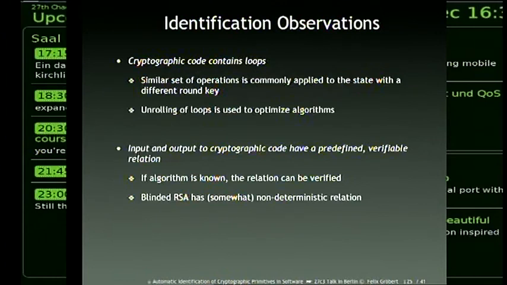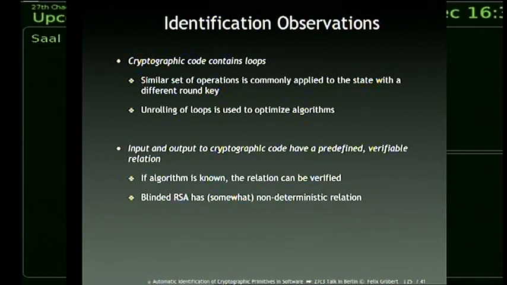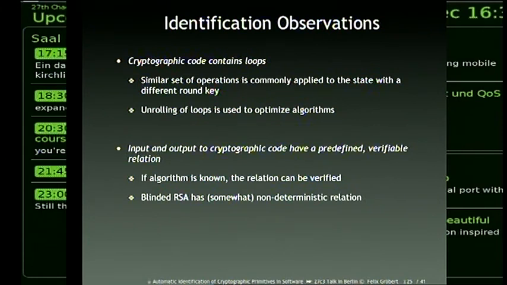Further observations we made is that, like Noé Lutz noted, cryptographic code contains loops. However, often in implementations, loop unrolling is used to make the code more effective, to optimize it. So you cannot really say that if there's a loop of 16 rounds, it must be a DES implementation, because DES uses 16 rounds, but you can use it as a further indicator to pinpoint the cryptographic code.